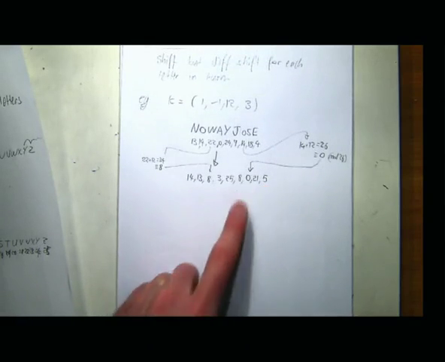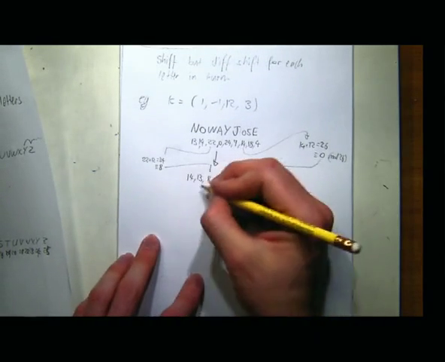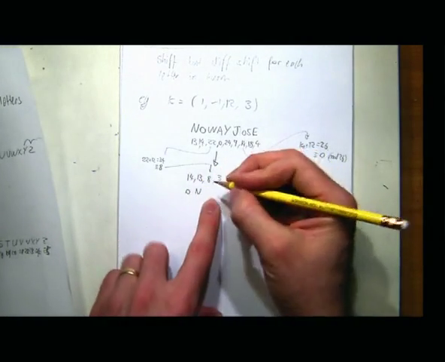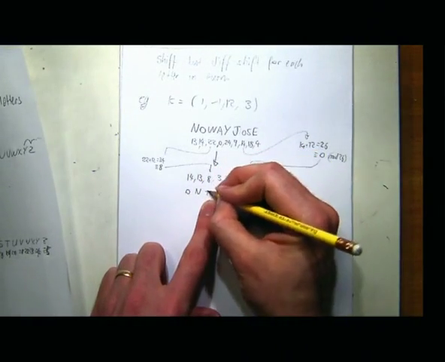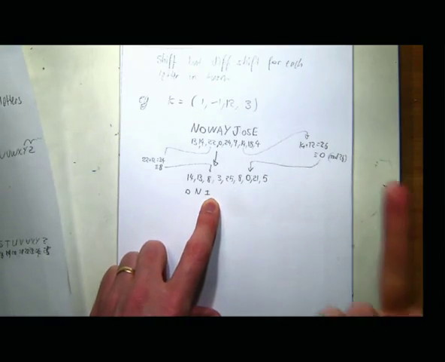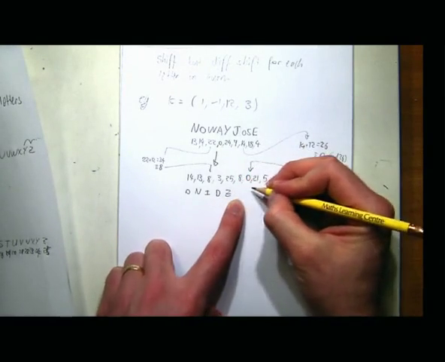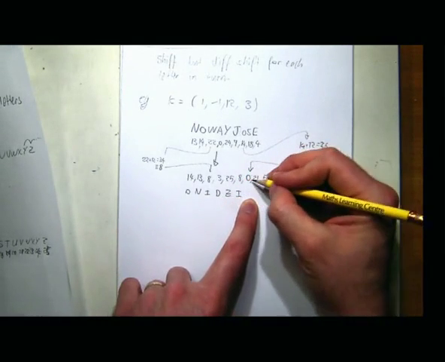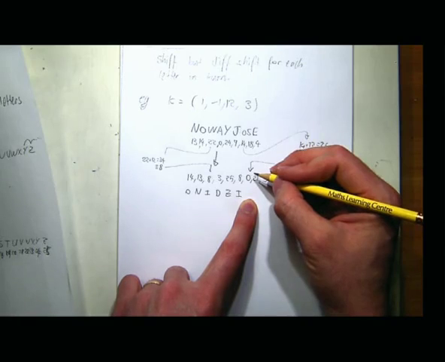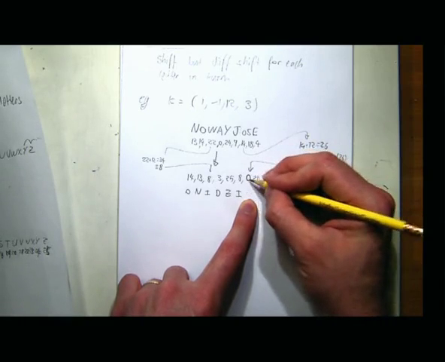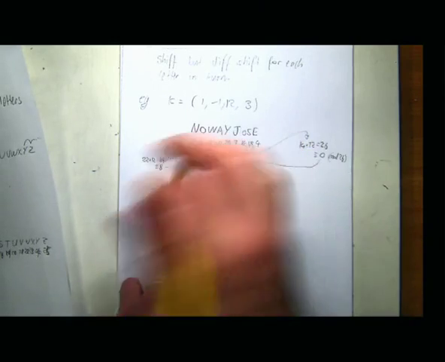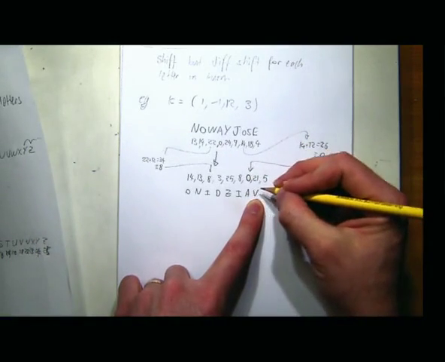So 14 was O, 13 was N, 8 would be I, that would be D, that would be Z, that would be I again, O, no, that's a 0, so that would be A, 21 was V, and 5 would be F. All right.